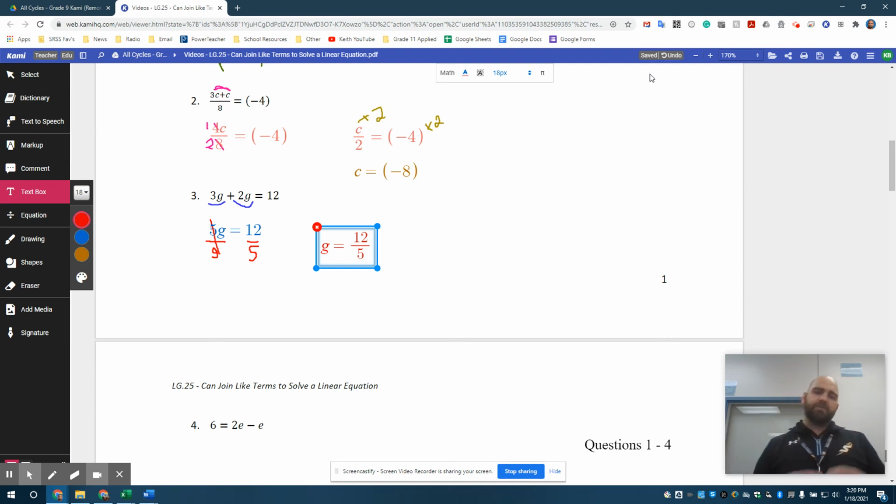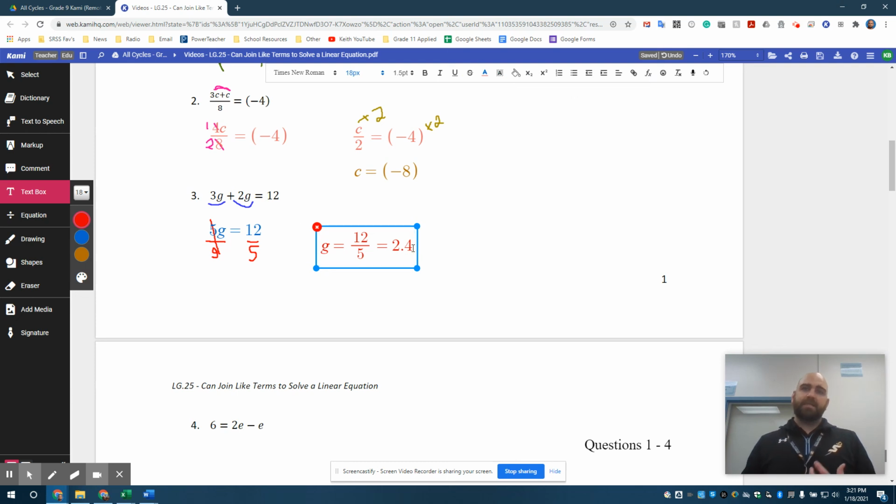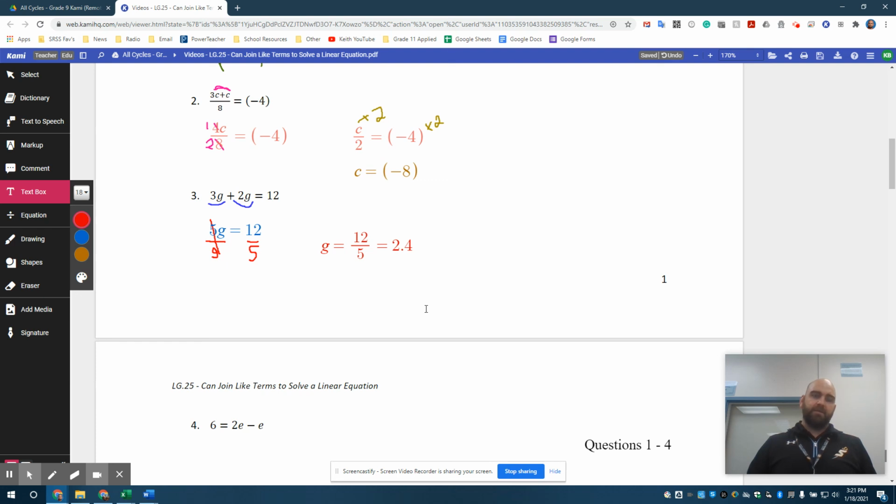Now, with 12 over 5, there are two different things that we can do. Number one, we can leave it as a fraction the way it is. 12 divided by 5 is just a fraction. Or we can use our calculators to solve it as a decimal, but it may not be as exact. In this case here, it will be. If we do 12 divided by 5, this is going to give us 2.4. So we can say that g is equal to 2.4, or we can say that it's 12 over 5 as a fraction, or we could say that it's 2 2/5. That would be another way that we could leave it. But as long as we have an accurate answer, that's what we're looking for.